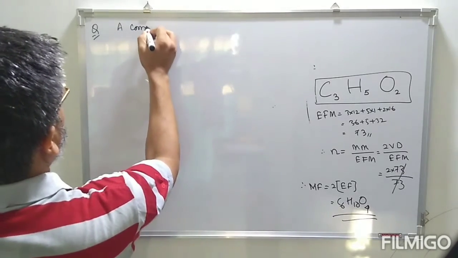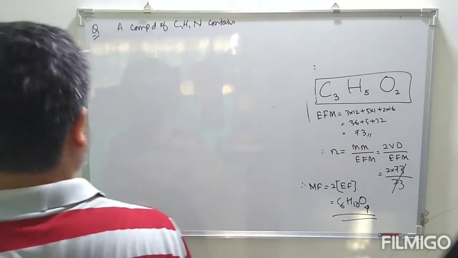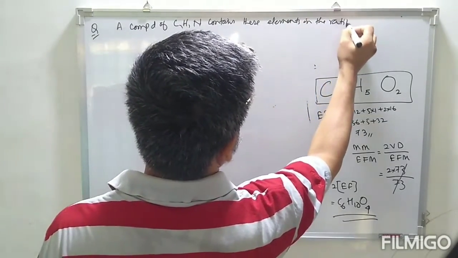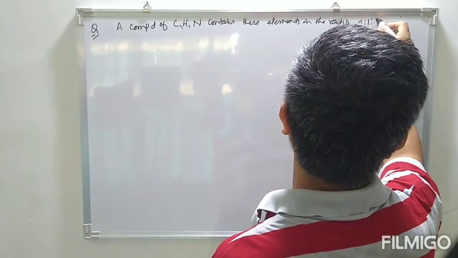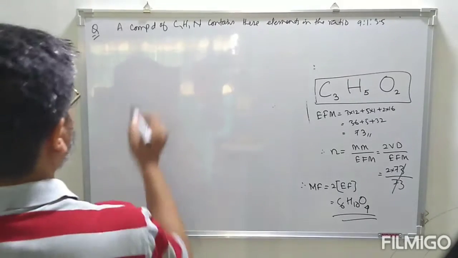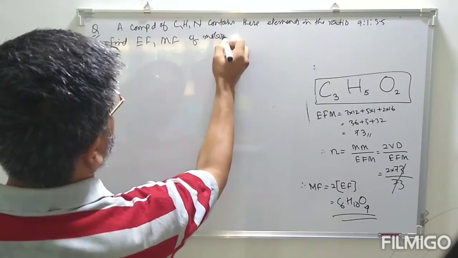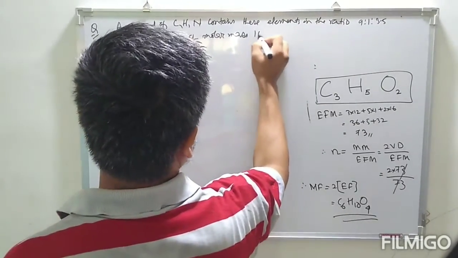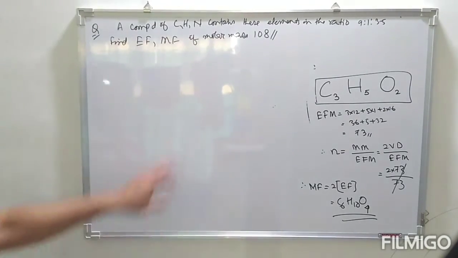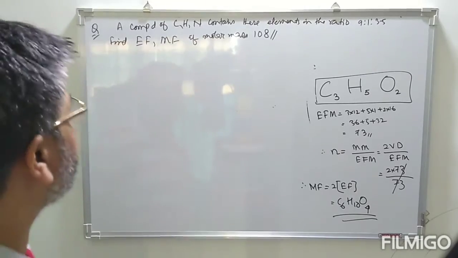Question says a compound of carbon, hydrogen, nitrogen contains these elements in the ratio 9:1:3.5. Find empirical formula, molecular formula if molar mass is 108. Combining ratios of the elements is given as 9:1:3.5. What is the empirical formula? And from this empirical formula, find the molecular formula.